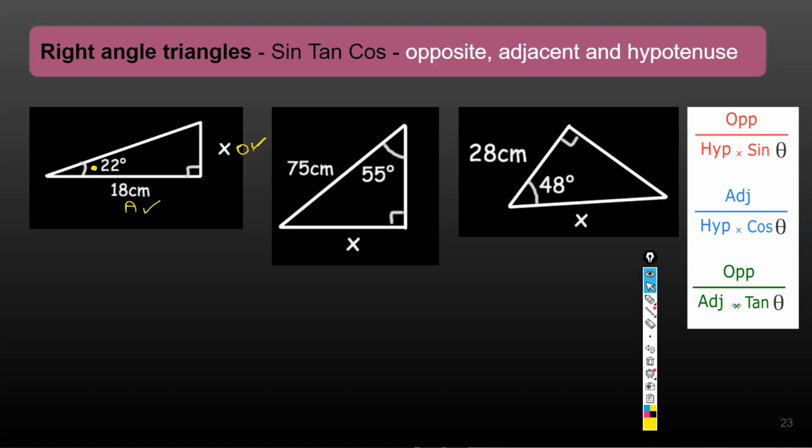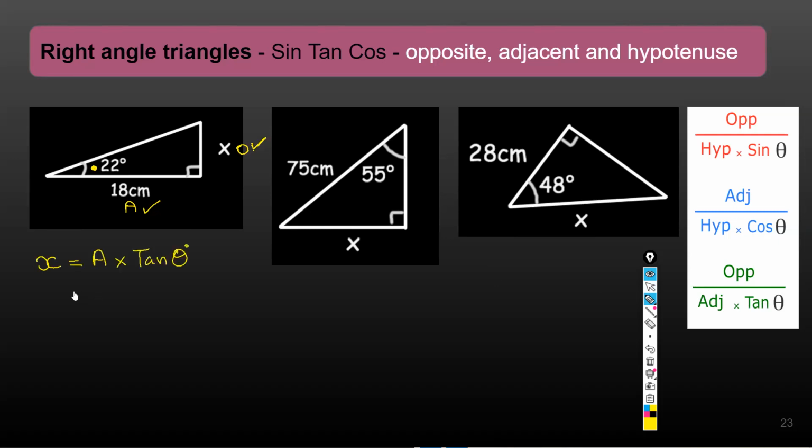And that would definitely be the green one, tan, okay? So we're trying to find which side, the opposite. So we block the opposite. Opposite is what? Adjacent multiplied by tan theta. So x is the opposite. To find the opposite, we take the adjacent and multiply by tan theta.